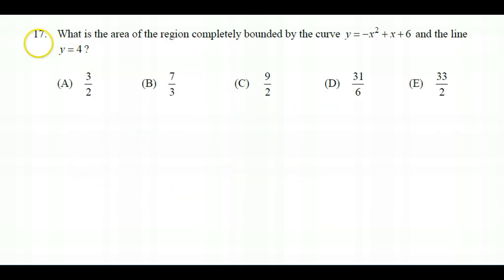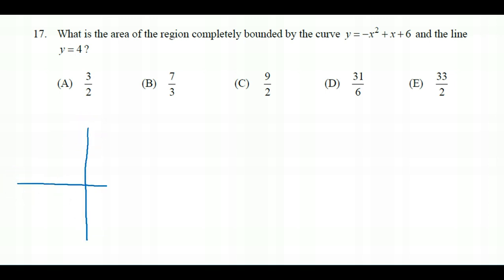Alright, another multiple choice AP question, 17 from a previous exam. What is the area of the region completely bounded by the curve y equals negative x squared plus x plus 6 and the line y equals 4? So let's go ahead and start with a rough sketch again.